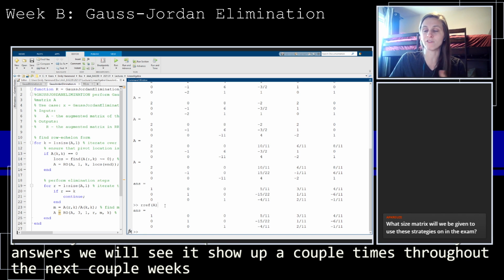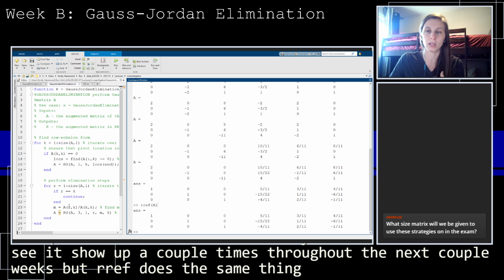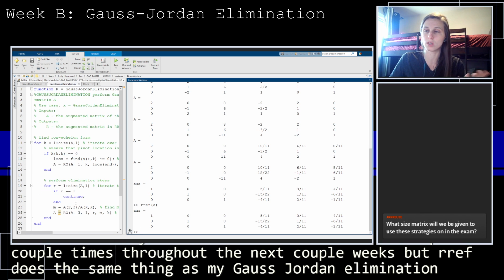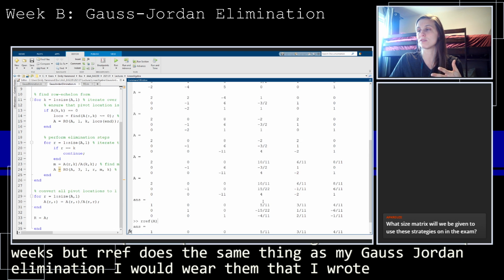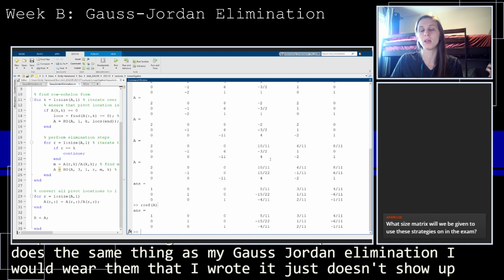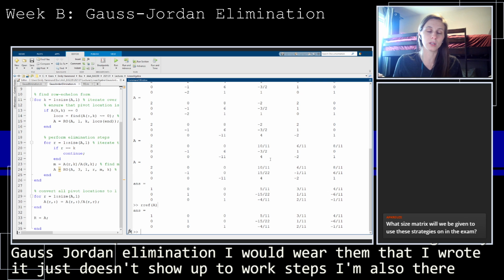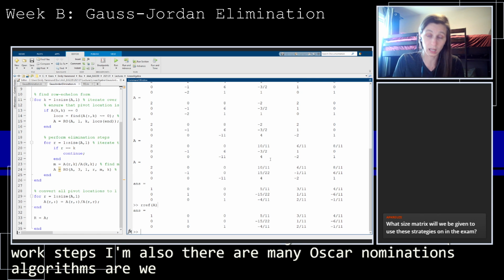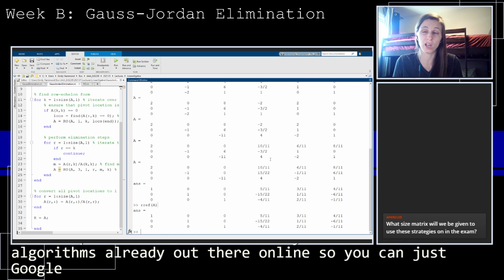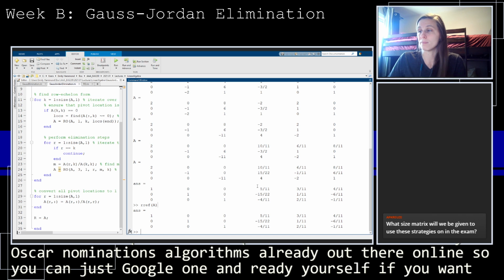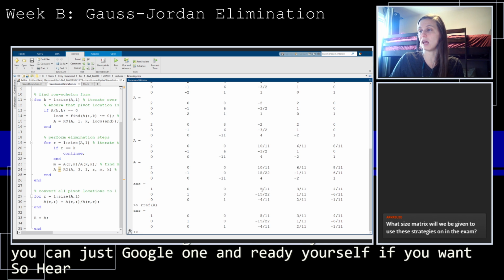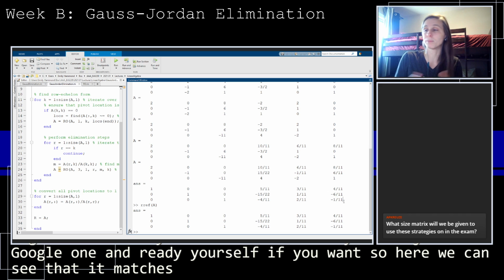But RREF does the same thing as my Gauss-Jordan elimination algorithm that I wrote. It just doesn't show all of your work. Doesn't show all the steps. Also, there are many Gauss-Jordan elimination algorithms already out there online, so you can just Google one and write it yourself if you want. But yeah, here we can see that it matches what we got on paper.